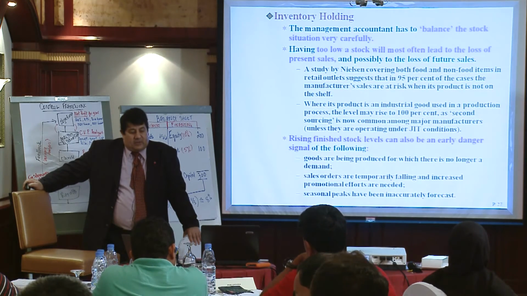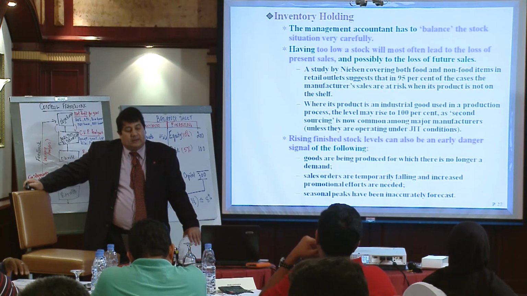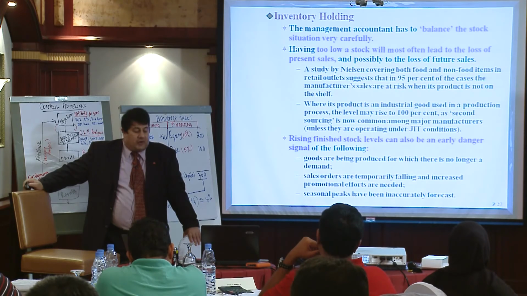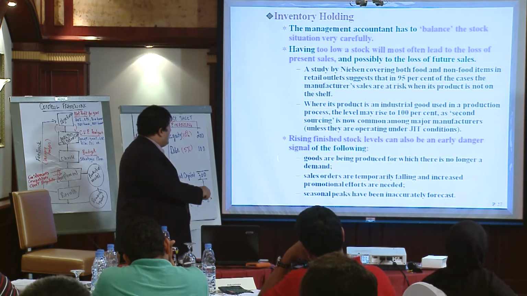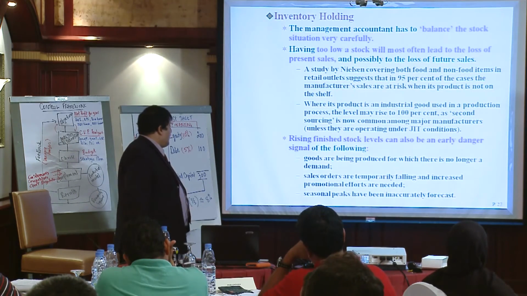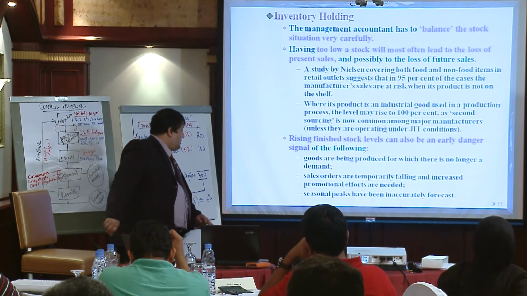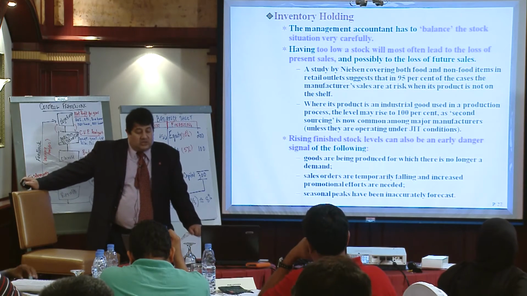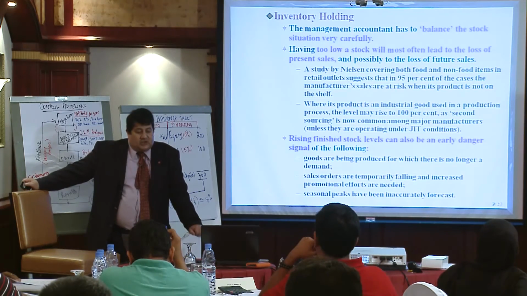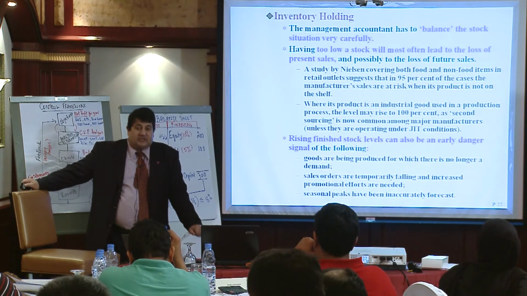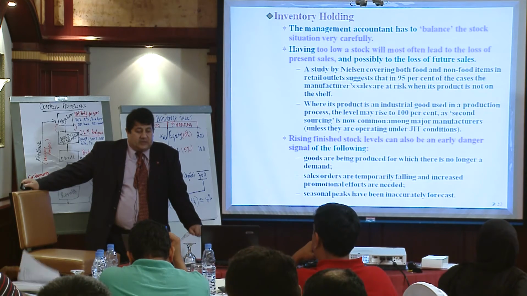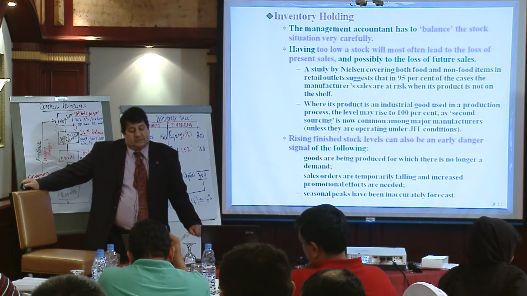Okay. So it's very important to have this area of inventory control and the balance. If you have too low, it's a problem. Too high is also a problem. Rising finished stocks can be an early danger signal of the following: goods are being produced for which there is no longer a demand; sales orders temporarily falling and increased promotion effort is needed; seasonal peaks have been inaccurately forecast.